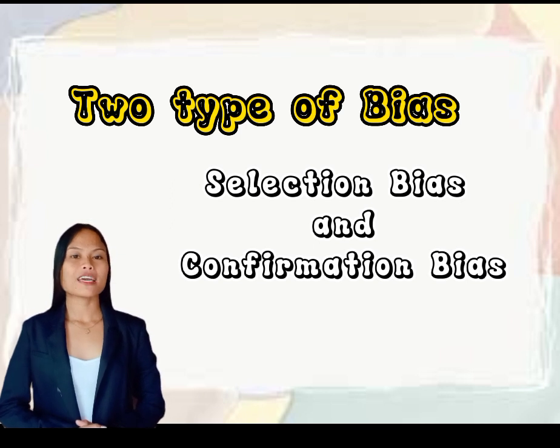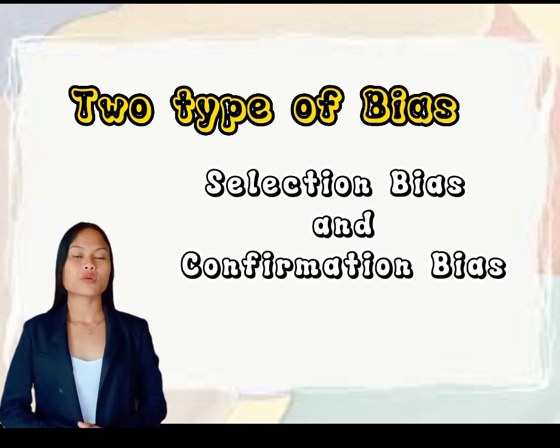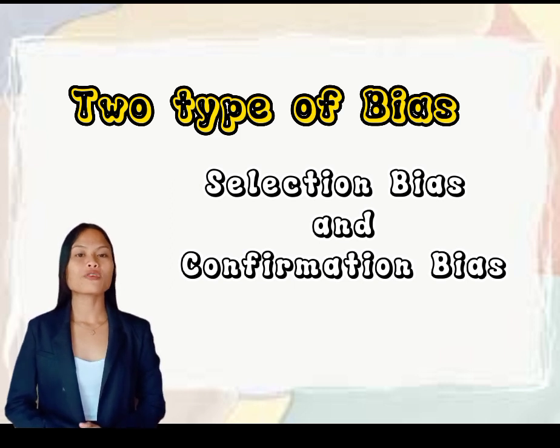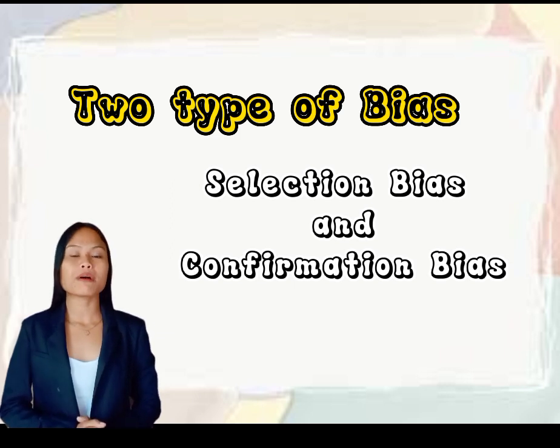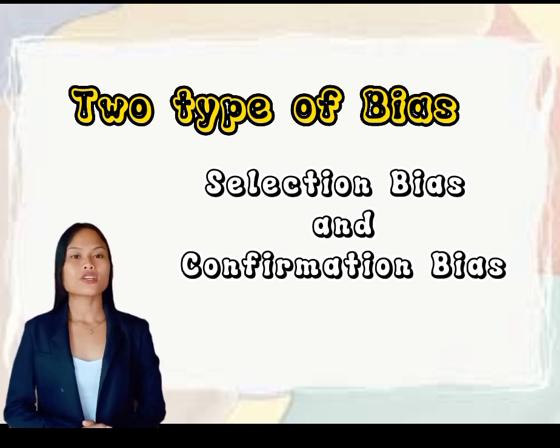Selection bias is a distortion in a measure of association, such as a risk ratio, due to a sample selection that does not accurately reflect the target population. Then confirmation bias, or confirmatory bias, is a tendency to search for and interpret information in a way that confirms one's preconceptions, leading to statistical errors.